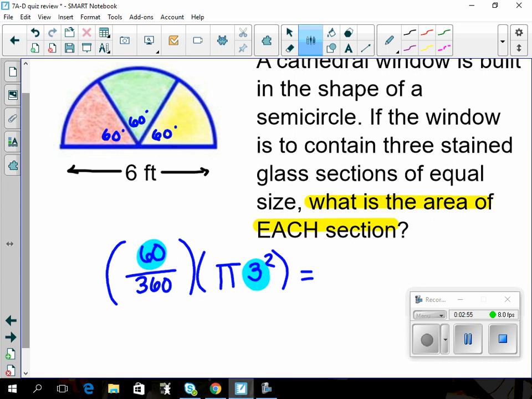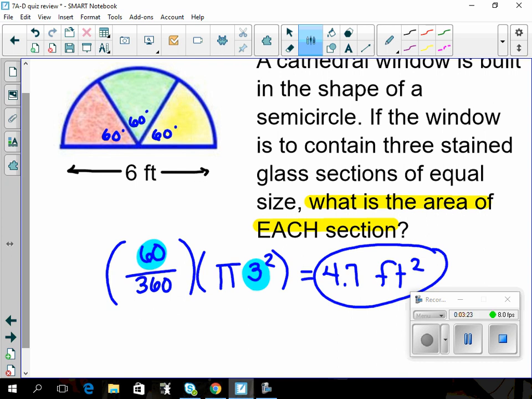That's example 1. This is just the review for our test that we're having next class. Okay? And what are my units? Not plain old feet because it's area. It's square feet. Remember that? Square feet. So each of those stained glass pieces will have an area of 4.7.